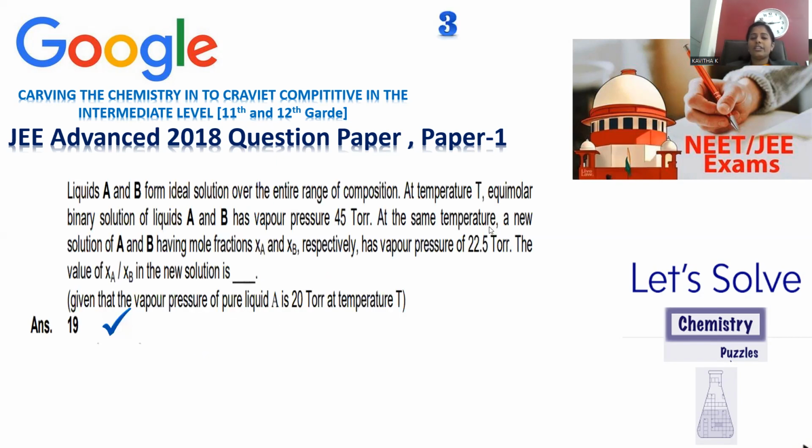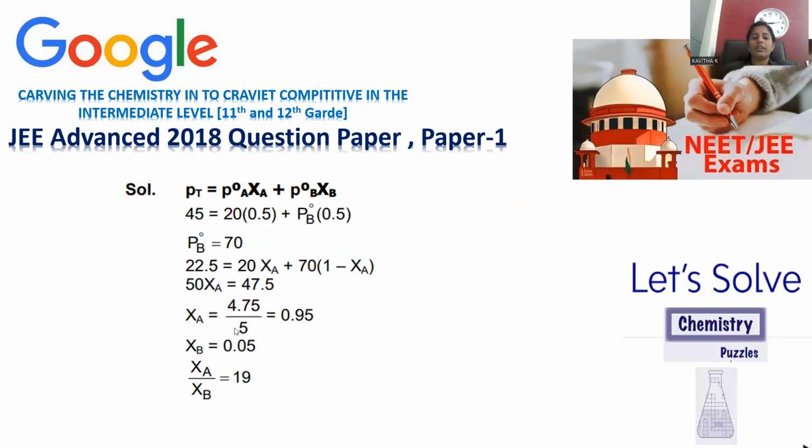Now, a new combination was taken. A new solution AB having mole fractions chi A, chi B respectively, and its vapor pressure is given as 22.5. So the new liquid combination vapor pressure is given by 22.5. Let's use the same formula. The same Raoult's law can be used, but the parameters changed. A new vapor pressure is given as 22.5, and the pure liquid A vapor pressure will not change. The pure liquid vapor pressure remains the same, that is 20 only.